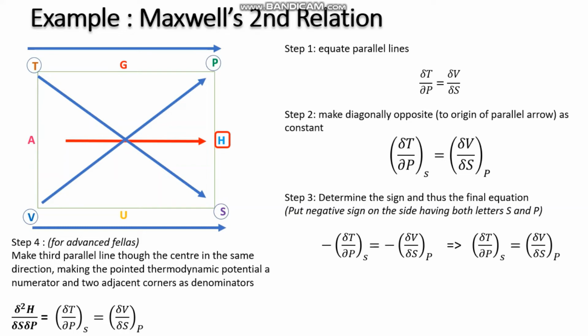Step 4, for advanced fellas. Make a third parallel line, through the center in the same direction, pointing the thermodynamic potential H as numerator and two adjacent corners P and S as denominators. Hence we get del 2 H whole divided by del S and del P.